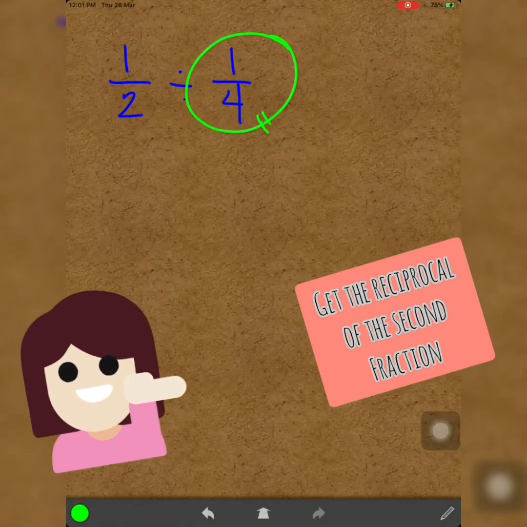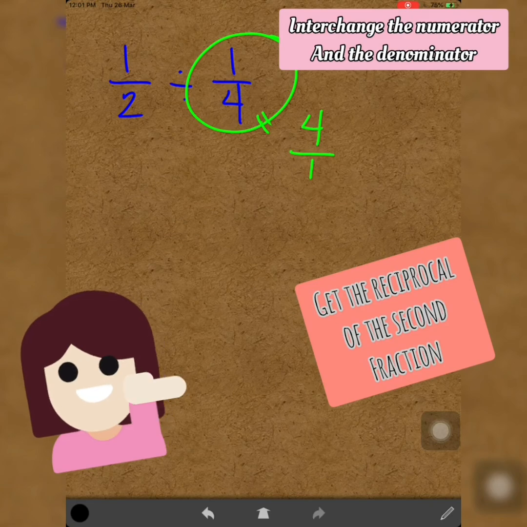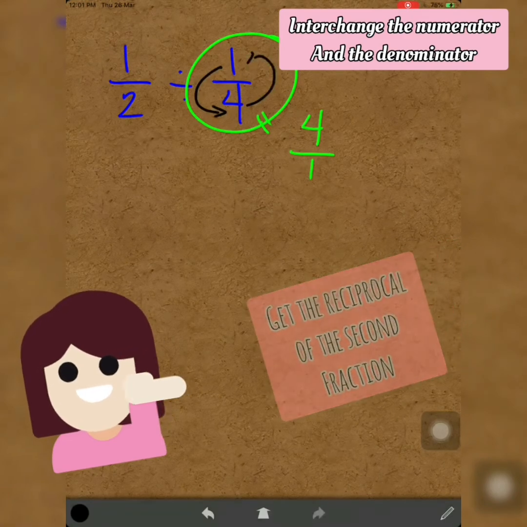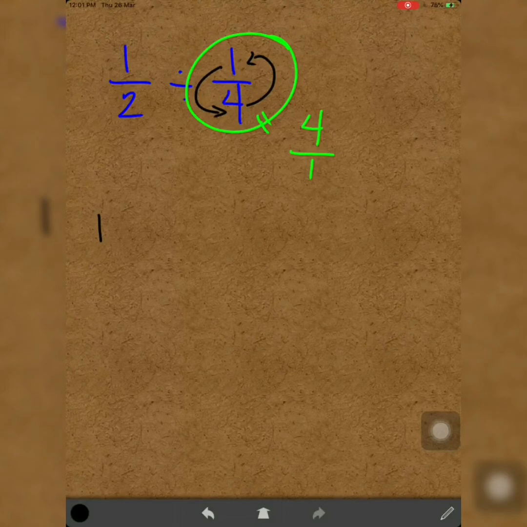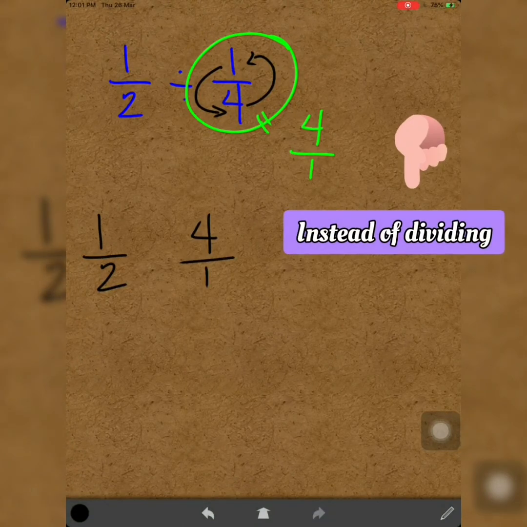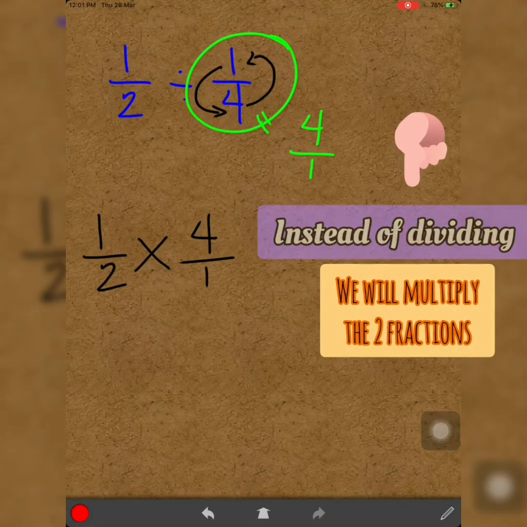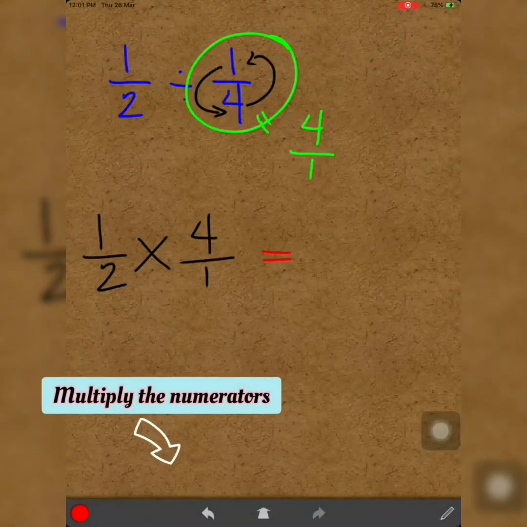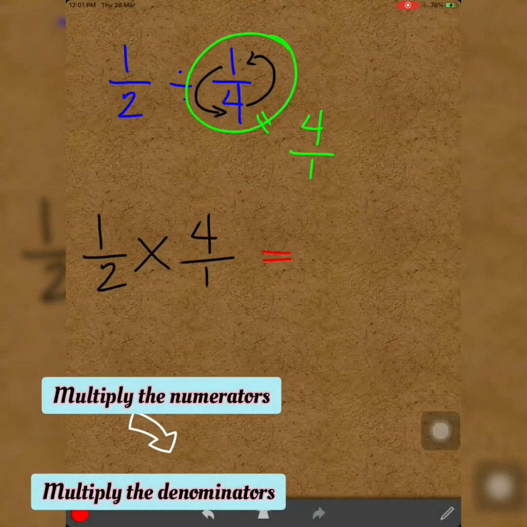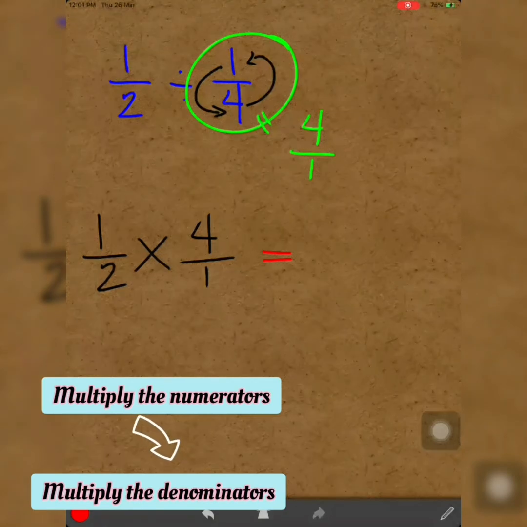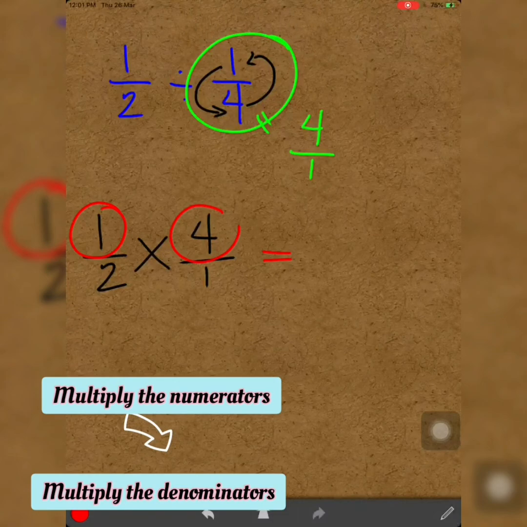The reciprocal of 1/4 is 4 over 1. It means you have to interchange the numerator and the denominator. Now, our two fractions are 1/2 and 4 over 1. Then, instead of dividing, we will be multiplying the two fractions. In multiplying, we have to multiply the numerators then followed by the denominators, just like what we do a while ago.